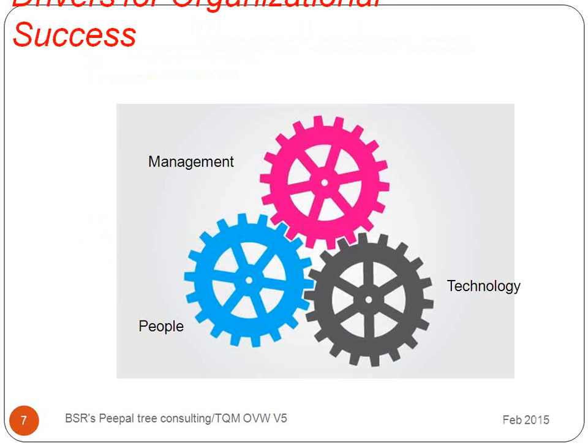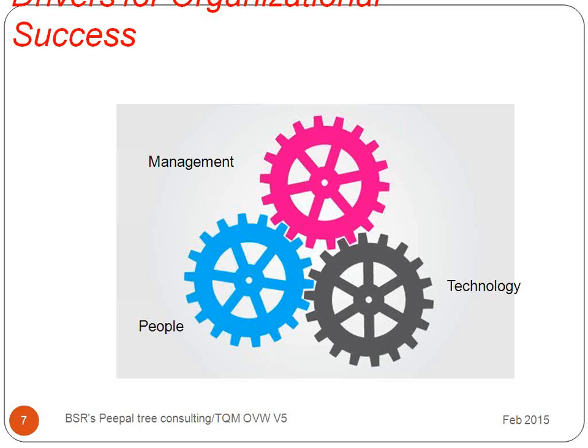For any successful organization, what are the drivers for organizational success? You can say that there are 3 different drivers. There are many more, but these 3 key drivers need to mesh very well with each other to drive an organization towards success. First is people. When I say people, it means the culture in the organization. It could also mean the engagement, as we saw earlier. The way the people are involved in the organization is one aspect.